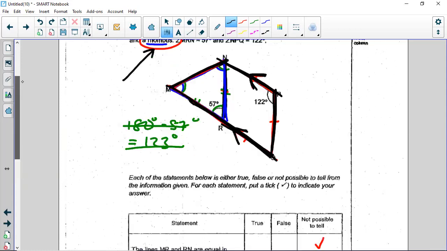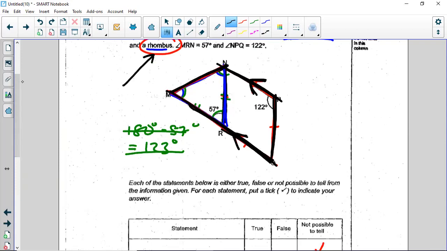Okay, the answer key looks a bit weird. The answer key is true and then false. True, false. Trapezium, why false? Oh, why false? Okay. It's because 122 plus 57 isn't 180. 122 plus 57. Let me take a look.